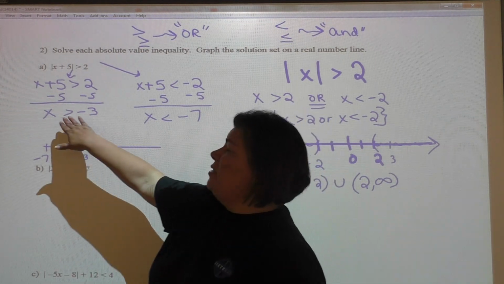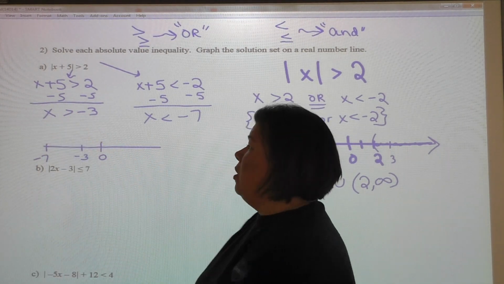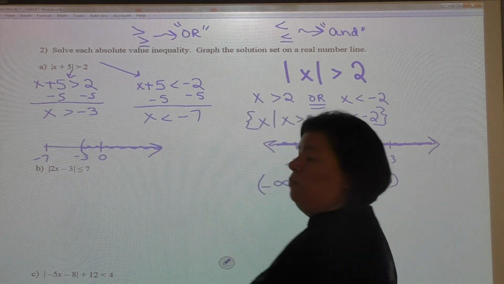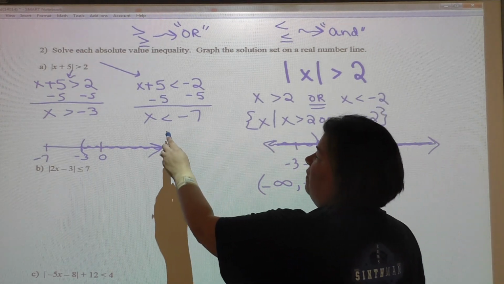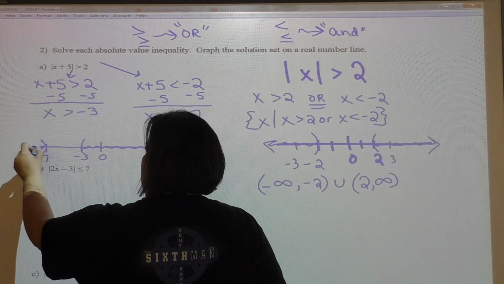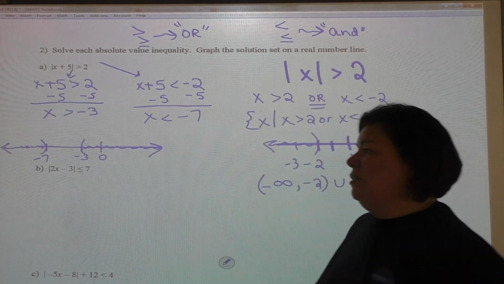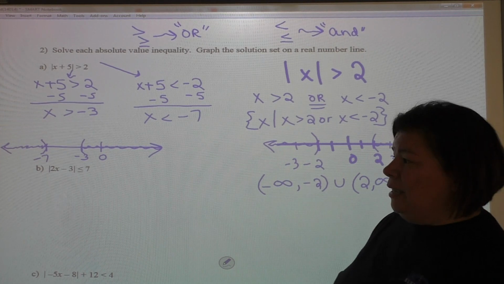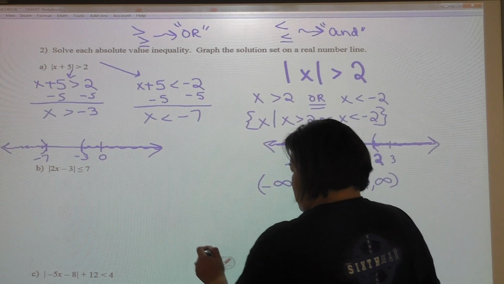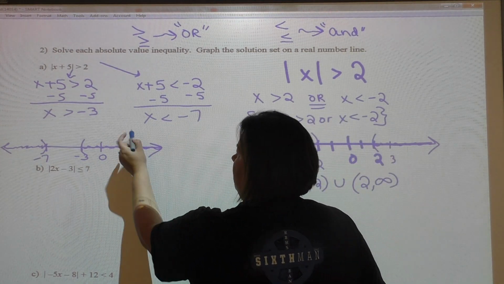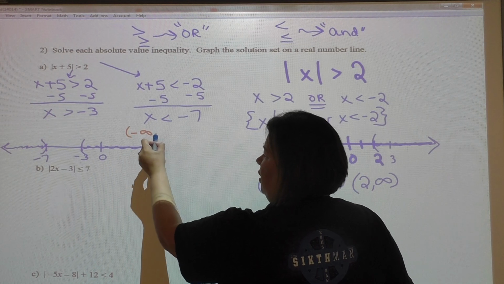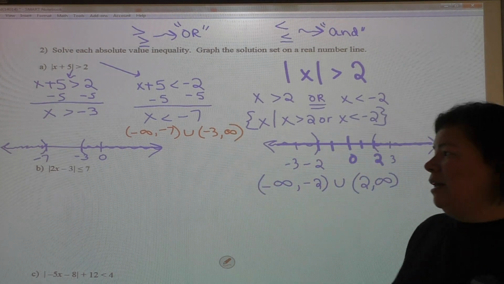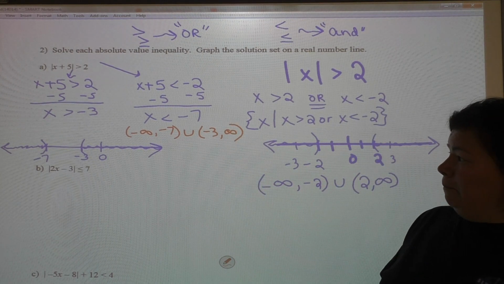If we graph this solution, all of my x values greater than negative 3, but not including it, are in the open interval going to the right. And all of my x values less than negative 7 are an open interval at negative 7 going to the left. So that is our answer graphically. If you wanted to write interval notation, I believe the book just asked for that. It would be from negative infinity to negative 7, united with negative 3 to infinity. So that's our answer for problem 2A.